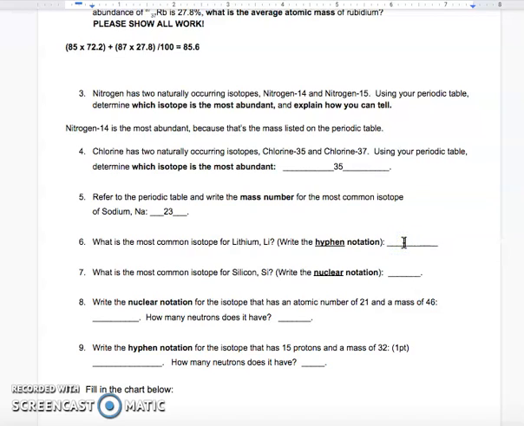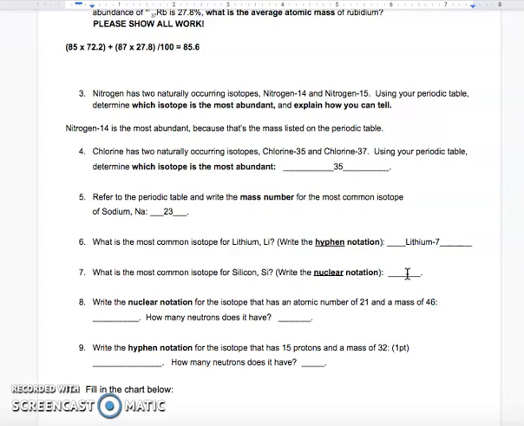6 wants a hyphen notation for what is the most common isotope for lithium. All right, so hyphen notation, that means I have the name of my element, hyphen its mass. So I need to go to the periodic table and find the mass that's listed because that's my most common isotope, my most abundant isotope. I'll notice that it is like 6.9 something, so I'm going to write 7. Lithium-7 is my most abundant isotope.